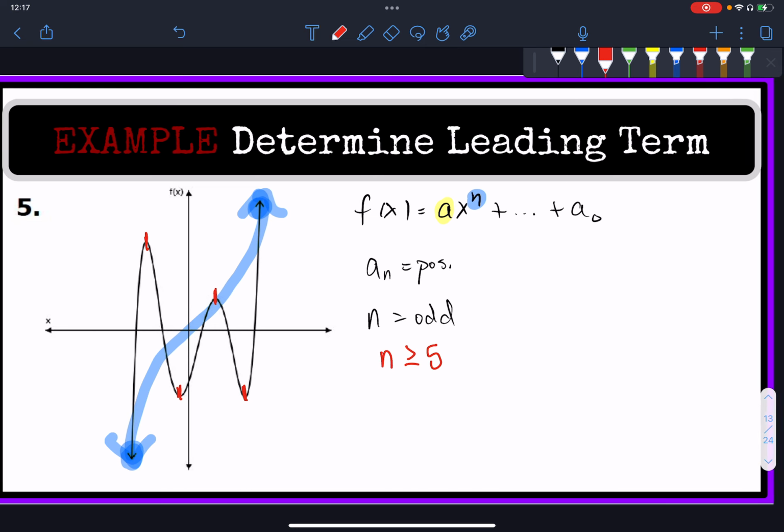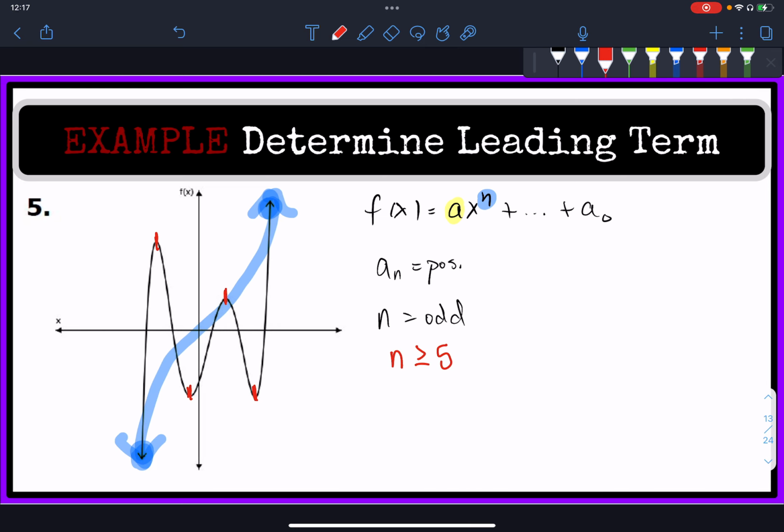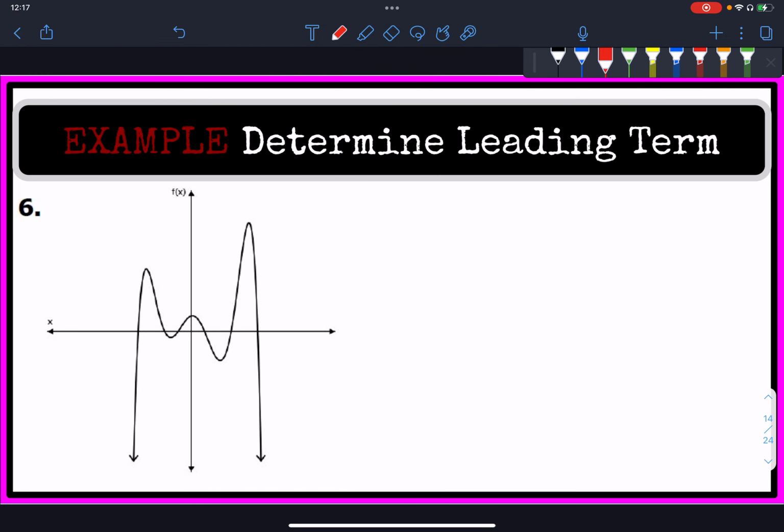So let's look at another example of how to determine the leading coefficient. Like in this example, we're not going to know the exact value for the coefficients or the exponents, but here we have some polynomial, and all we want to do is determine what the coefficient and the exponent for this thing could possibly be.